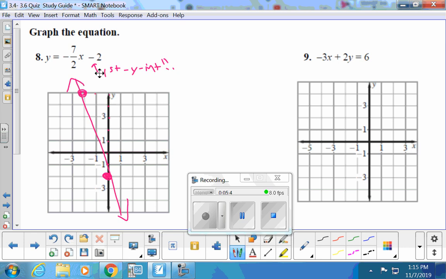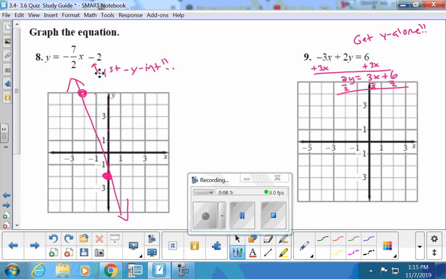Are we ready to graph number 9? Kind of. Get y alone. That's me. No one ever should be alone. What's my first step if I'm getting y alone? Add your 3x. So it's 2y equals 3x plus 6. And then I'm going to finish by doing what? Good.